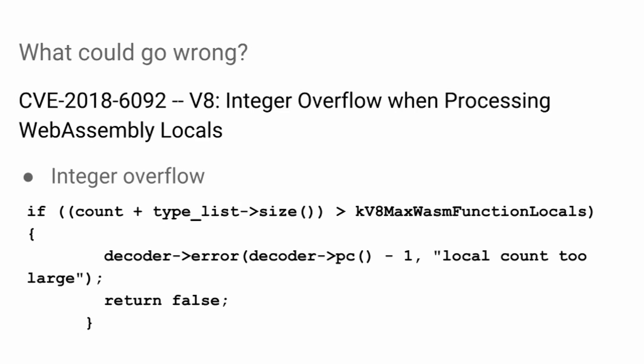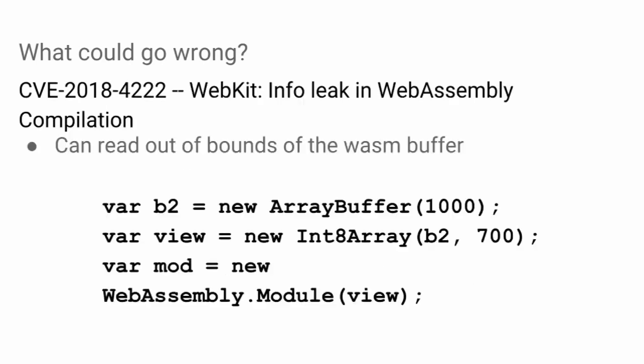So here's another issue that turned up just in the parsing of this format. This is an issue that was in V8, and this is an integer overflow issue, and it only works on a 32-bit platform. So basically, one of the things that is in this format is the number of locals that each function has, and if you had a very large number of locals in V8, it would overflow the integer of the allocation, and then you would have a very small piece of memory with a very large array copied into it.